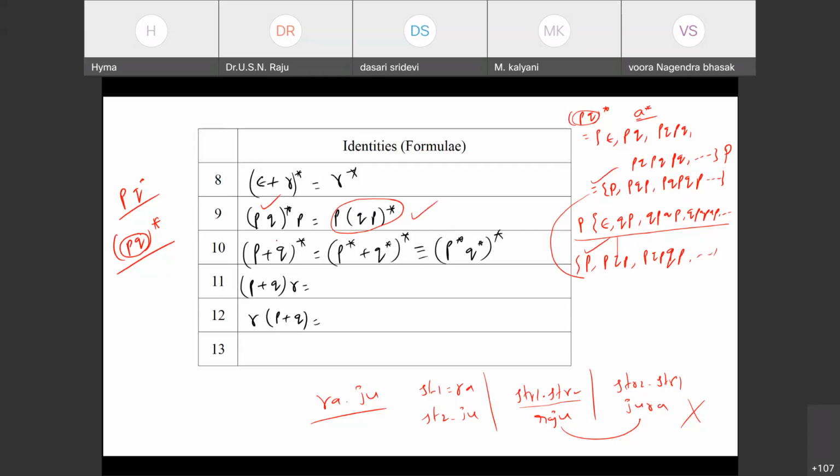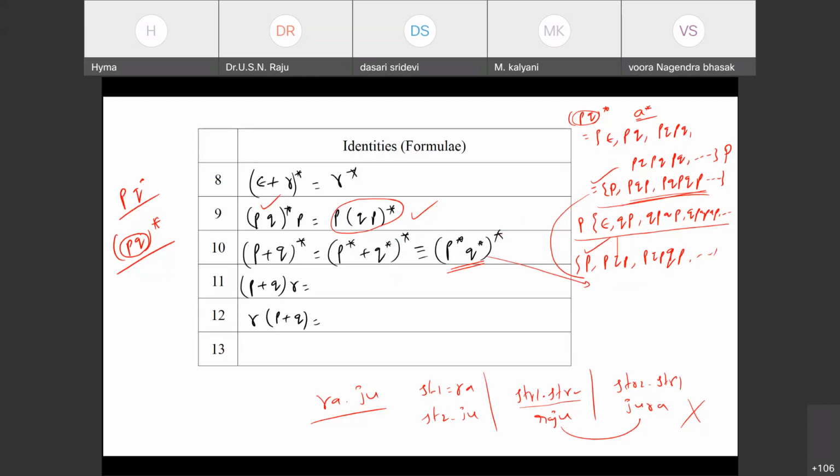Similarly, the next one, P plus Q whole star can be written as P star plus Q star whole star. If you are in any doubt, please take the regular set for that and you can verify it. Then P star Q star whole star. Even this is also correct. If you have any doubt, please get the regular set for it and you can verify it.